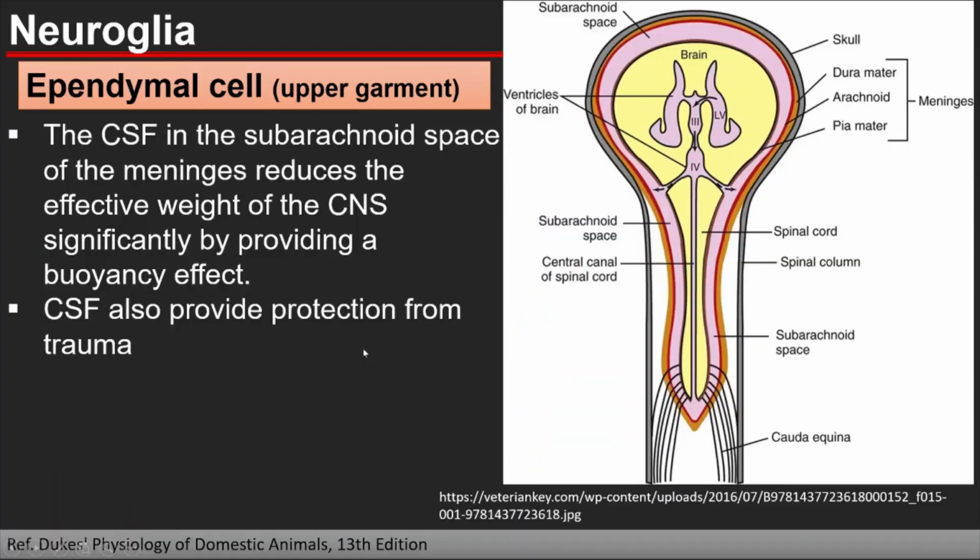What is the buoyancy effect? When the CSF fills the subarachnoid space, it reduces the weight of the central nervous system. So because of that we don't feel the weight. It's like the central nervous system is floating over the CSF, and because of that effect we call it the buoyancy effect. And not only that, CSF also provides protection from trauma. So the central nervous system is very much protected by the CSF. Okay, thank you.